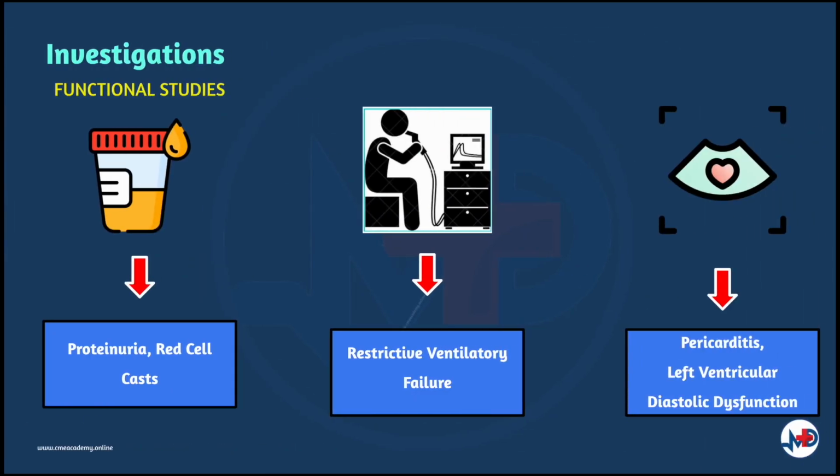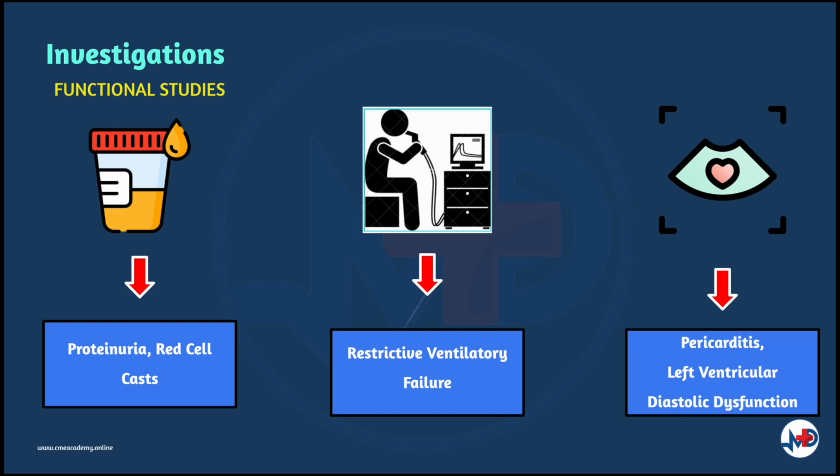Functional studies look at other organ systems, such as urine analysis, which may reveal possible signs of glomerulonephritis and interstitial nephritis, such as proteinuria and red cell casts. Pulmonary function tests are useful as Sjogren syndrome predisposes patients to interstitial lung disease and hence restrictive ventilatory failure. This is characterized by reduced total lung capacity and forced vital capacity with a normal forced expiratory volume in 1 second.